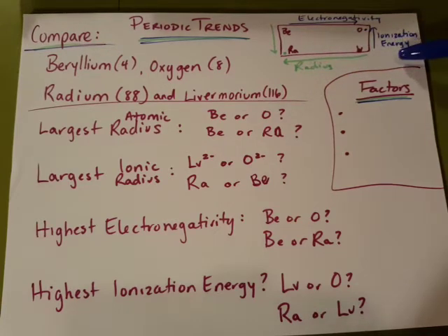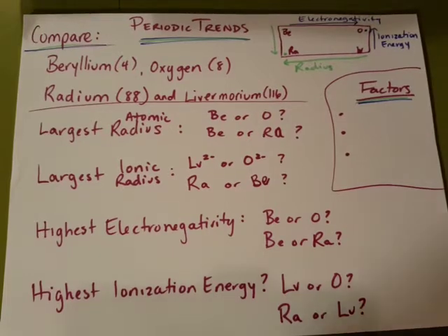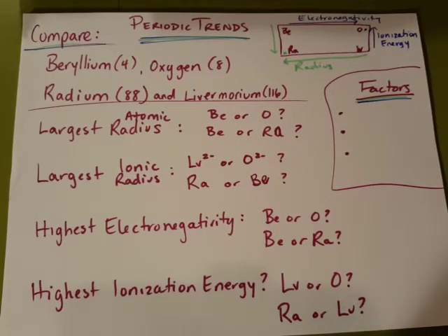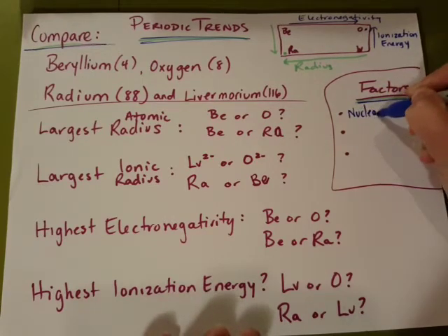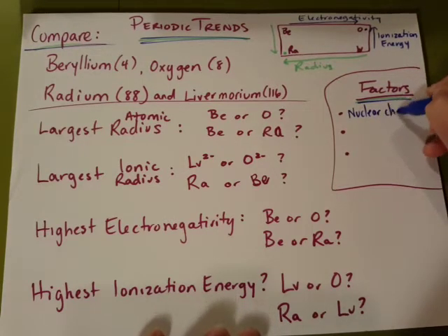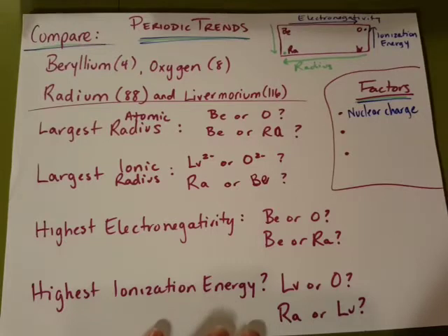Another thing to consider with periodic trends: not only is it atomic radius and ionic radius, but also ionization energy and electronegativity are the factors. So we want to be thinking about nuclear charge. And what does that mean? That means how many protons are there? What's the pull like? That's going to be one factor in assessing the trends.